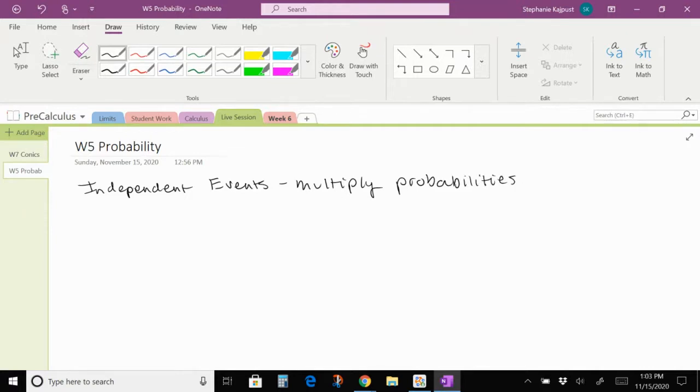And with dependent events you can't, because in a dependent event, picking a card affects the probabilities of the other cards. If you take one card from a deck of 52, now there's 51 cards to choose from, so the probability of your next card is different. If you have independent events, it's really easy. You just find the probability of each event and then multiply them.